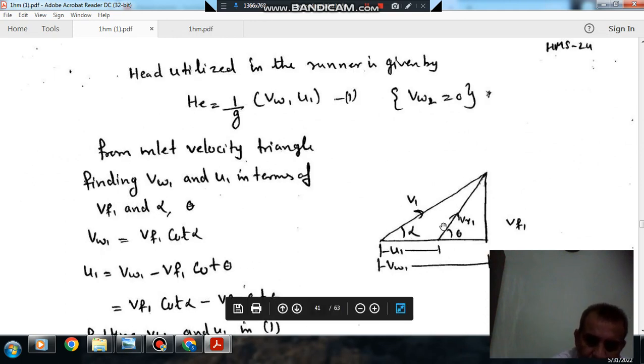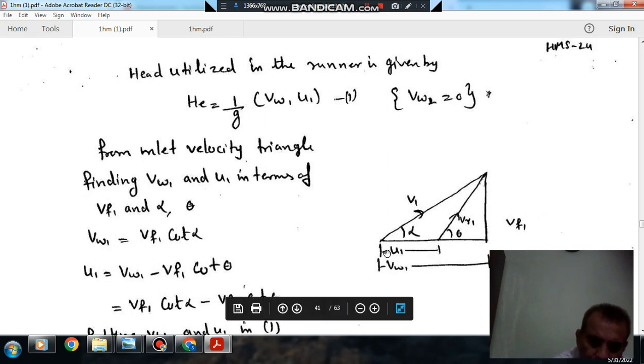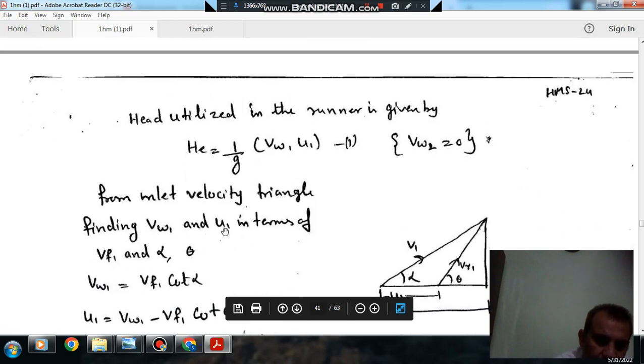This is your V1, this is alpha, this is your Vr1, this is your Vf1, and this is U1, this is Vw1. So V1 has two components, Vw1 and Vf1, and this is the inlet blade velocity. This is the relative velocity, with horizontal and vertical components. So Vf1 by Vw1 is tangent alpha, so Vw1 will be Vf1 cot alpha. Converting Vw1 and U1 in terms of Vf and alpha.